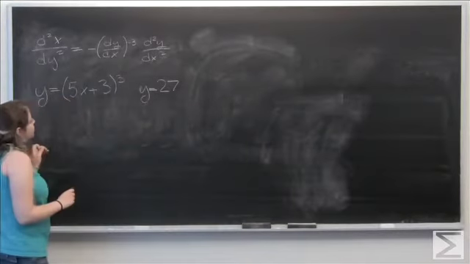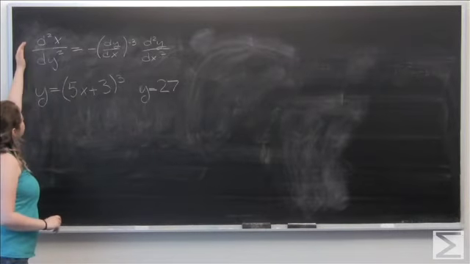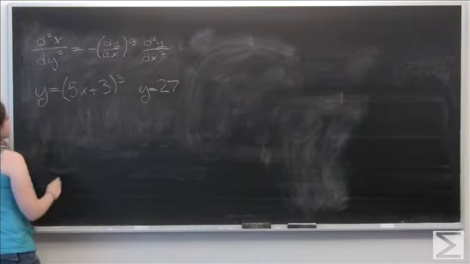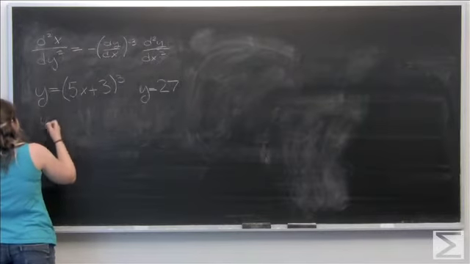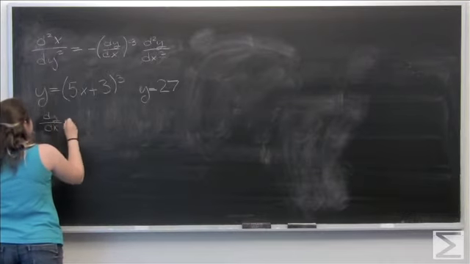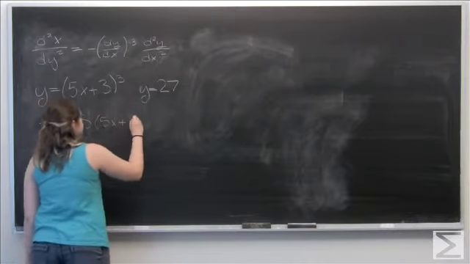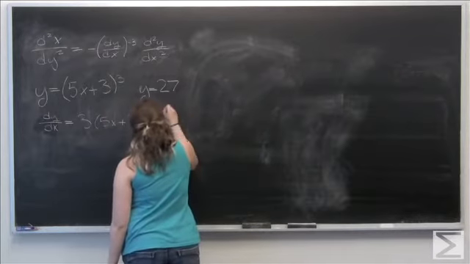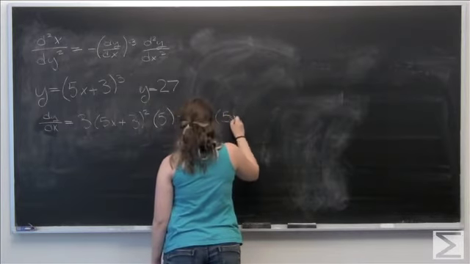So we're going to find the first and second derivatives of this function to calculate the second derivative of the function in terms of x. So let's find our first and second derivatives. So the first derivative, which I'm going to write as dy/dx, equals 3 times (5x + 3) squared times the derivative of 5x + 3, which is 5. So this is 15 times (5x + 3) squared.